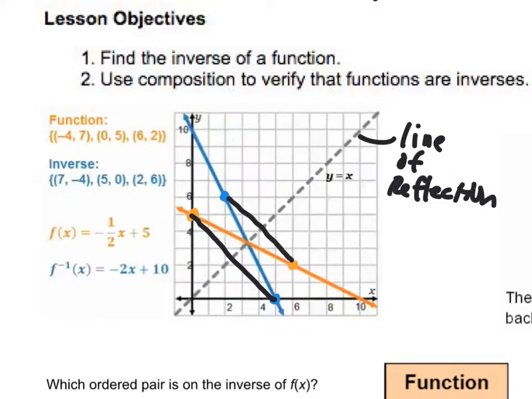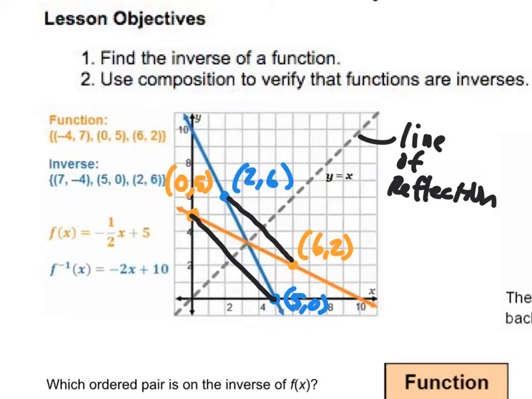Let me just go back in and say, this was the point 0, 5, and then the point on the inverse was the point 5, 0. Same thing over here. The point on this function was 6, 2, so then the point on the inverse is the point 2, 6.